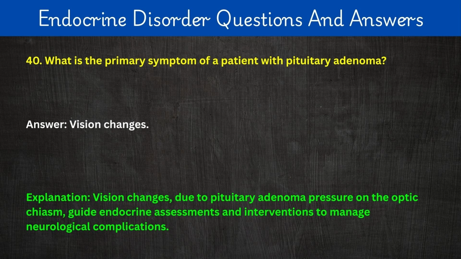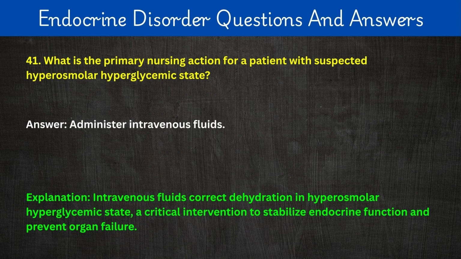40. What is the primary symptom of a patient with pituitary adenoma? Answer: vision changes. Explanation: vision changes due to pituitary adenoma pressure on the optic chiasm guide endocrine assessments and interventions to manage neurological complications.